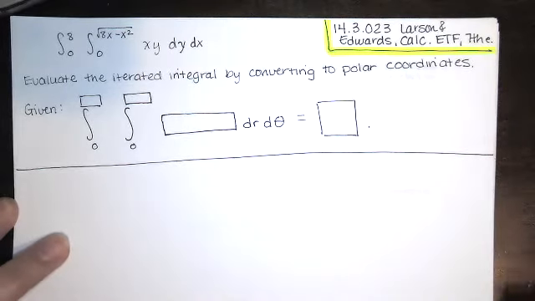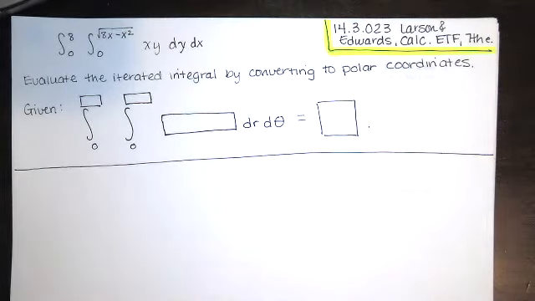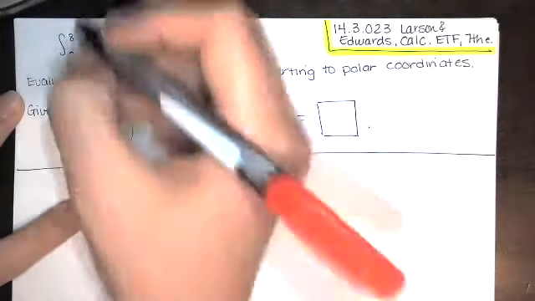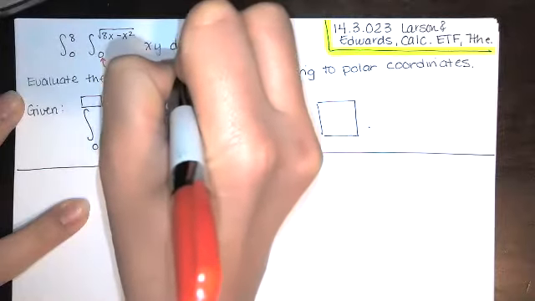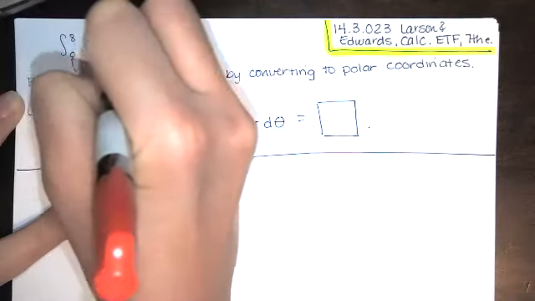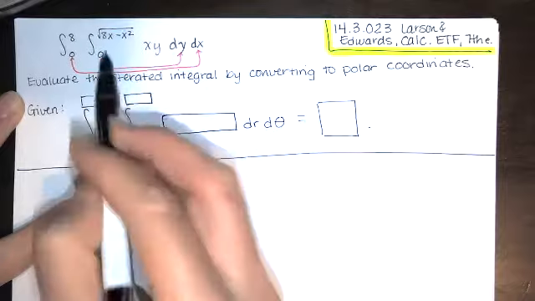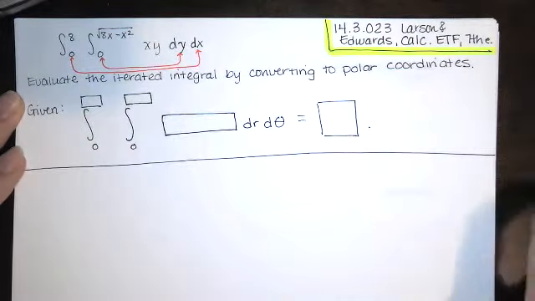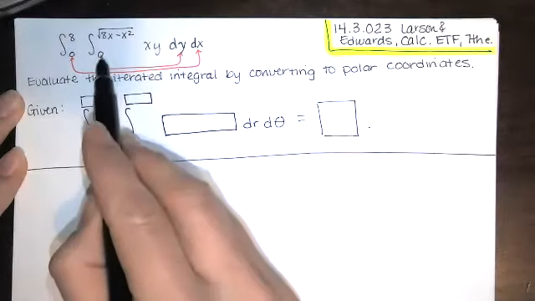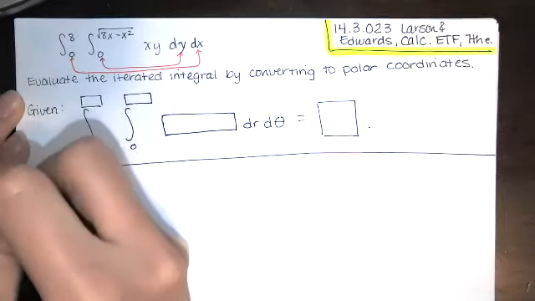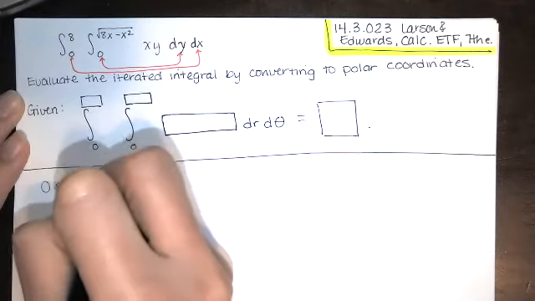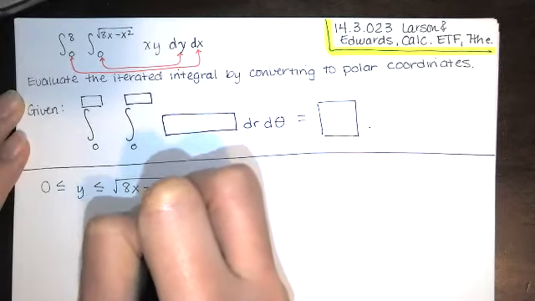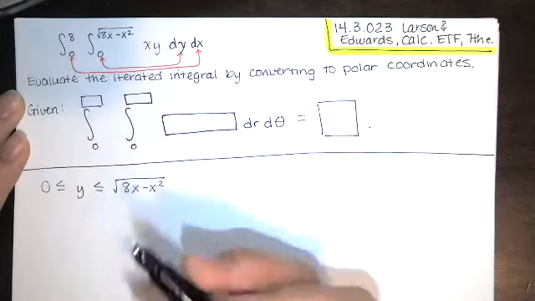Okay, so first of all, if I want to convert an integral to polar coordinates, I need to sketch the region of integration R. So remember, these bounds go with this variable, and these bounds go with this variable. The inside bounds go with the innermost variable, and the outside bounds go with the outermost variable. So this is telling me that y starts at 0 and goes to that square root. And x starts at 0 and goes to 8.